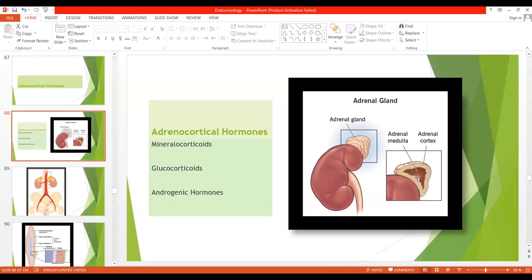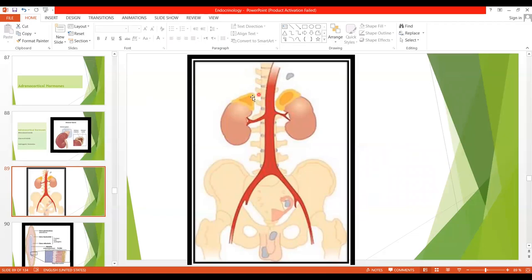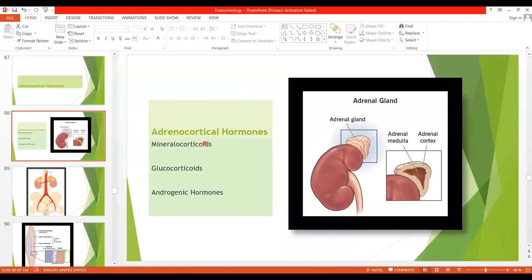Adrenal medulla secretes catecholamines, which are epinephrine and norepinephrine, and they are functionally related with the sympathetic nervous system. This is the adrenal glands, which are present on the two superior poles of the kidney. The inner portion is the adrenal medulla and the outer portion is the adrenal cortex. Adrenal cortex secretes mineralocorticoids, glucocorticoids, and androgenic hormones. Mineralocorticoids affect mainly the minerals of the ECF, sodium and potassium.